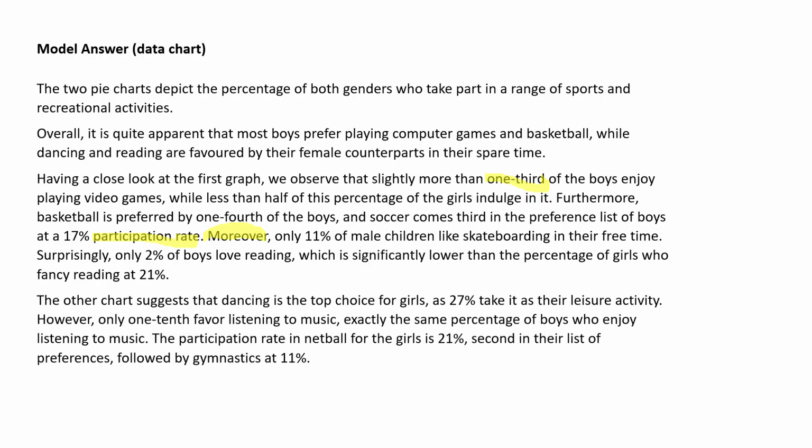And for contradictory sentences, when you add two contradictory pieces of information, you use however. Because see, if you see these two sentences here, the other chart suggests that dancing is the top choice for girls as 27% take it as their leisure activity. But the next sentence basically, if you see here, this is about boys.